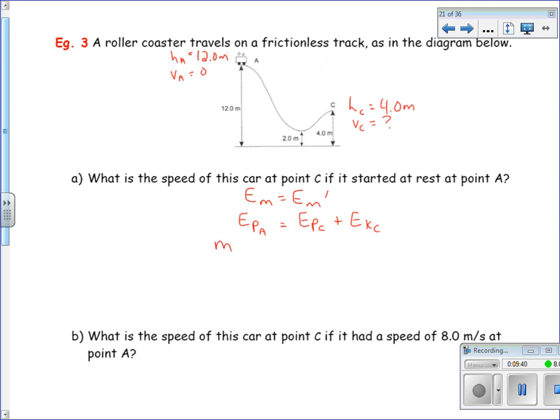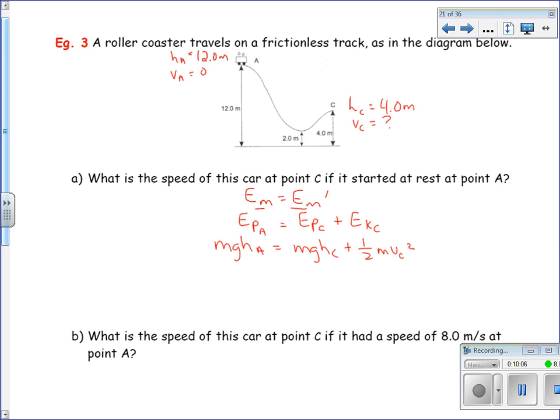So that means mgHA equals mgHC plus 1/2 mvC squared. So whatever mechanical energy the object has at point A, it has the exact same mechanical energy at point C, right? But it's just that that mechanical energy is made up of different stuff. At point A, it's just potential energy. At point C, it's potential and kinetic energy.